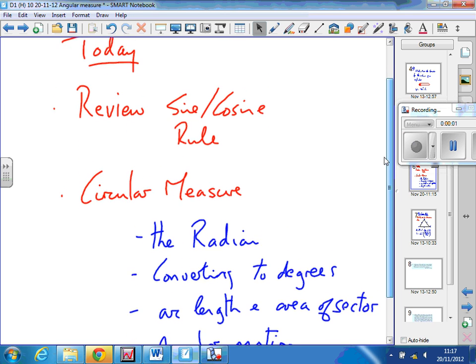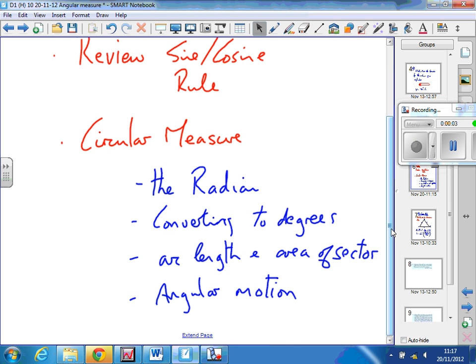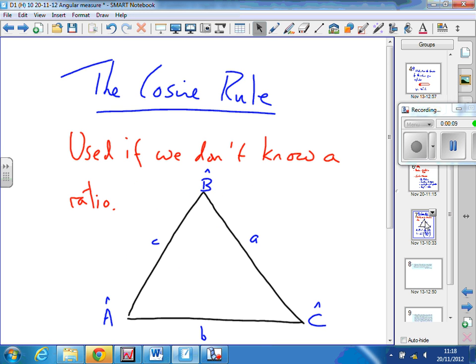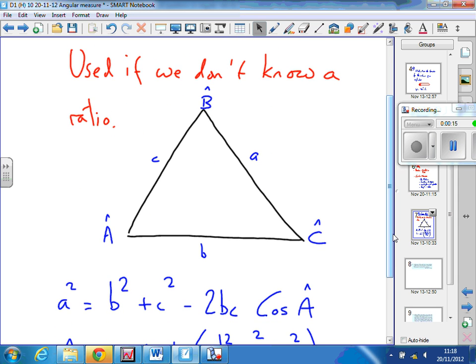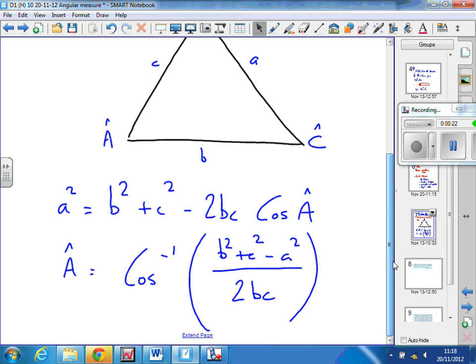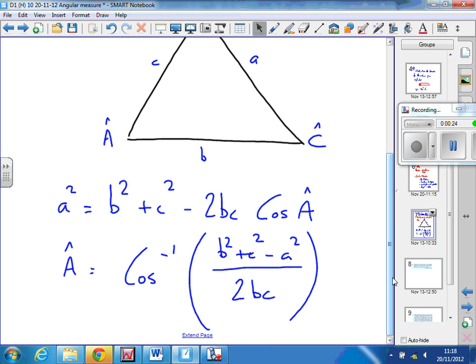Plan for today: to review these rules and then start to look at sine and circular measure. So last time we looked at the cosine rule, and remember we use it if we don't know the ratio. It's to do with this triangle. We have a particular convention we use when drawing out the triangle, and here's the formula in its two forms. And last time we were practicing using it.